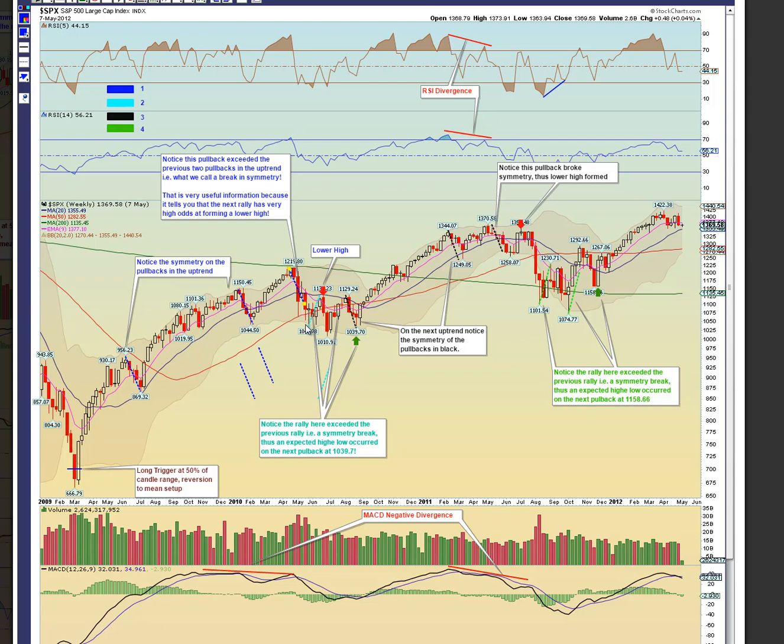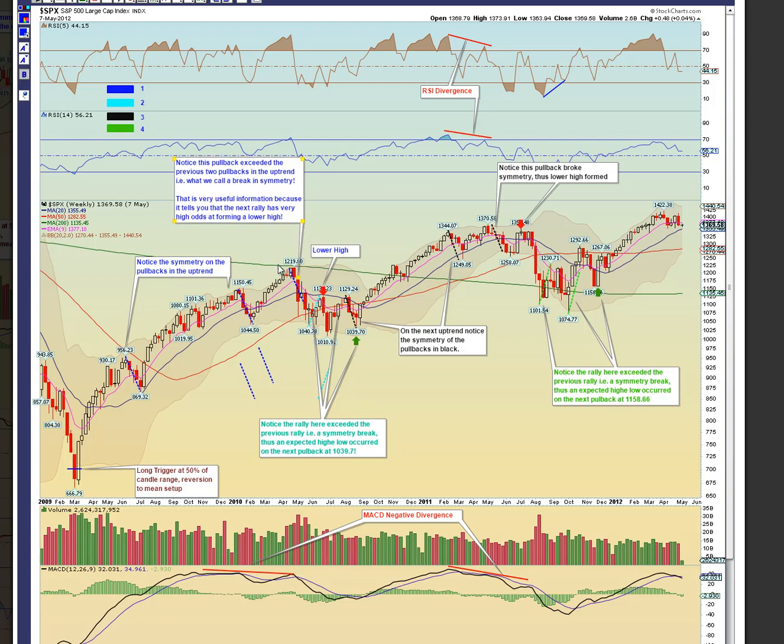Then this pullback, you see how the pullback to here greatly exceeded this. So this pullback from the 1219 area to the 1040 low broke symmetry. It was larger than these two previous pullbacks. That's a break in symmetry. You can see my comments here. It says breaking symmetry, told you to expect a lower high, which we got here. Then you sold off, made another low.